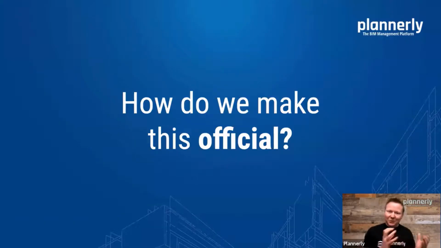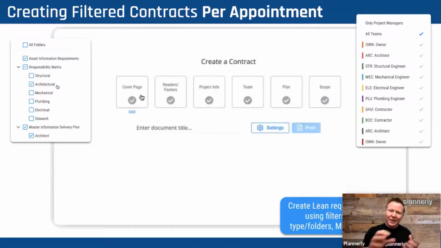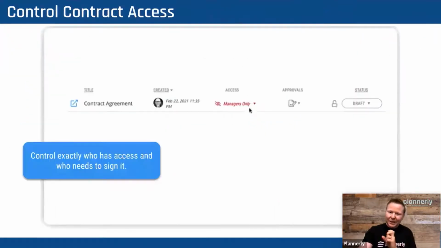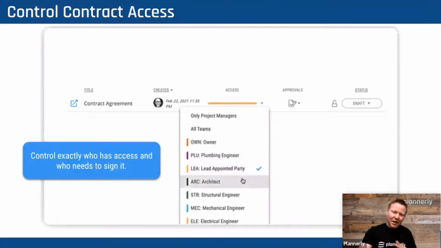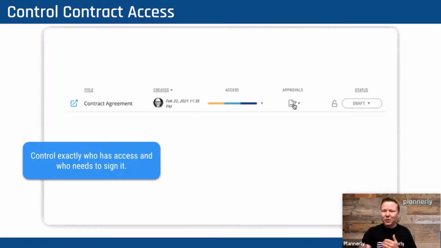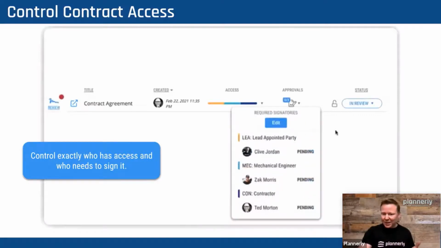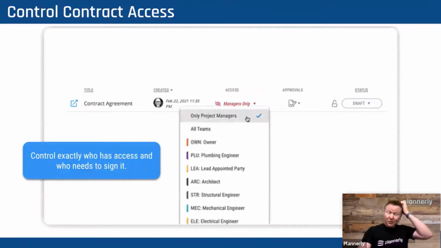And then once we've gone through all of that, how do we make it official? Well, we gather the pieces of the contract of the database and filter just for certain teams to be able to create a contract agreement. And then that contract agreement that's created, we can assign it to certain parties and also request certain approvals. In this example, asking for Zach's approval, my approval, and Ted's approval on the document.